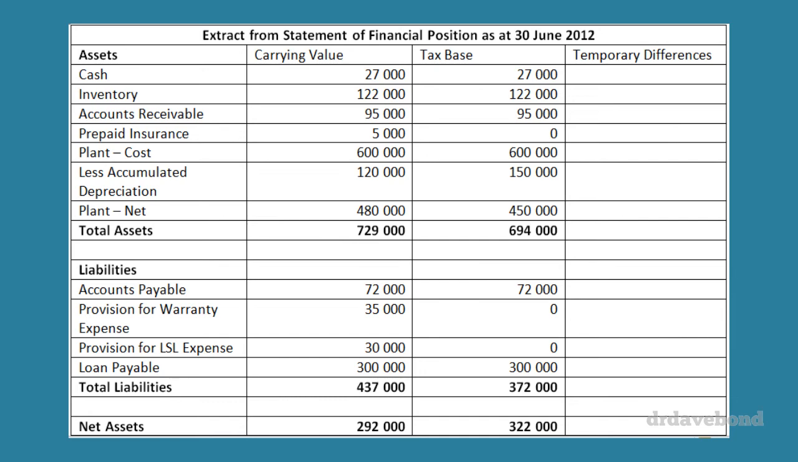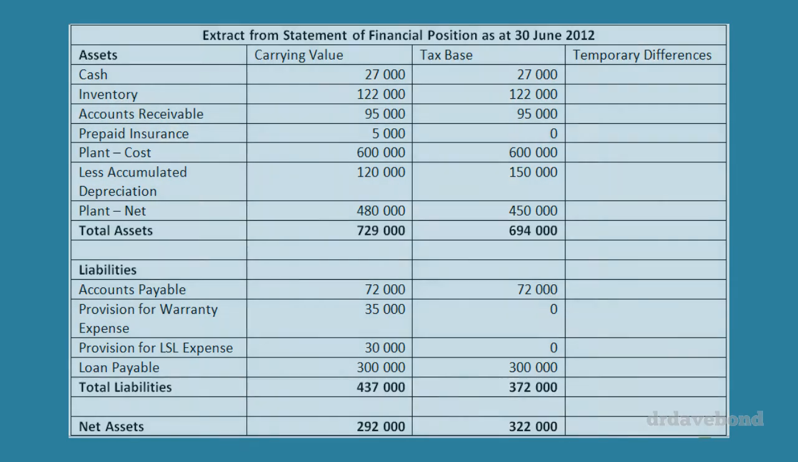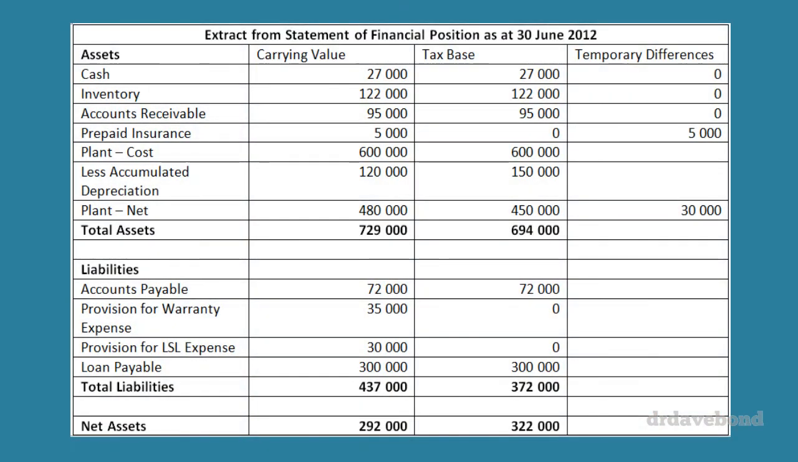So the tax base for a prepaid insurance is 0, and we end up with a $5,000 temporary difference. We don't know if that's a DTA or DTL at this point. You can probably hazard a guess, but we have a $5,000 temporary difference. Plant at cost is going to be the same.